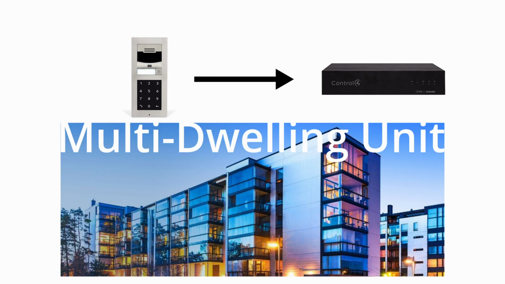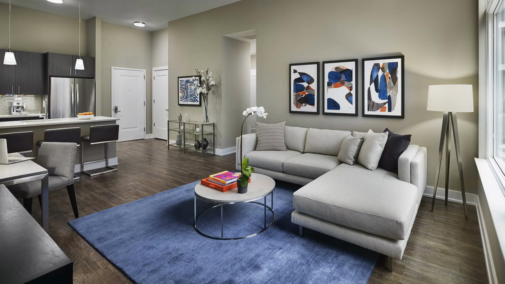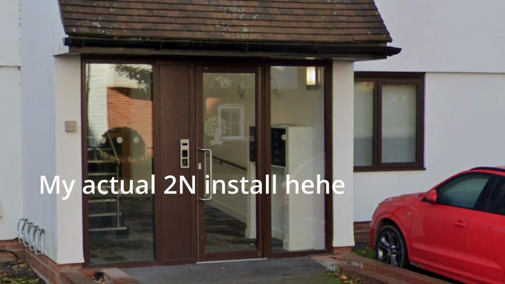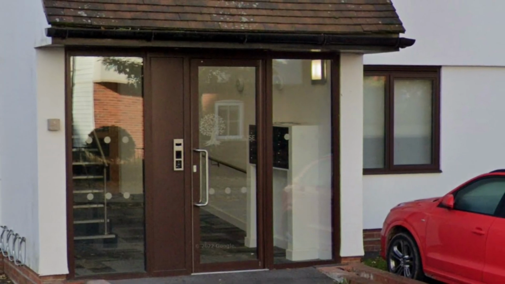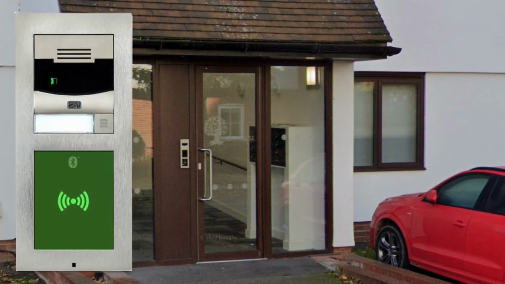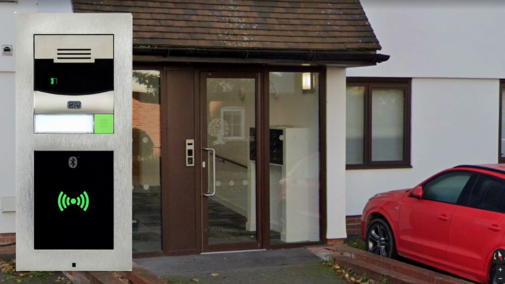An MDU is a multi-dwelling unit, and there are many examples, but one could be apartments or homes within a single building that use a single entrance and exit point. Or it could be a gated community, say four houses behind a single entrance and exit gate. Usually an MDU will have a common feature, an entrance panel, to allow homeowners or tenants to access the MDU via key code or a fob and allow visitors to call the apartments or homes they wish to visit.